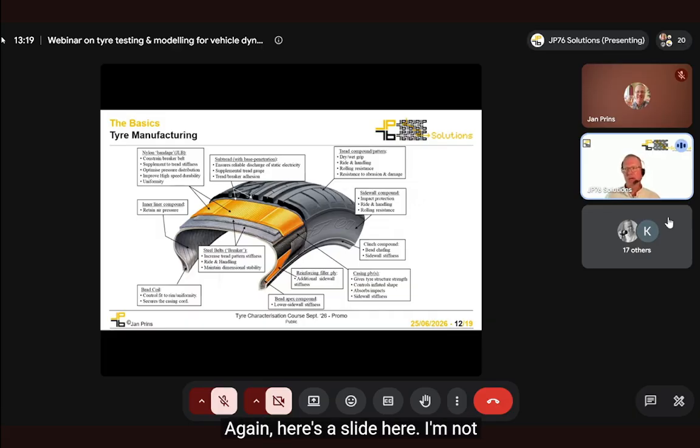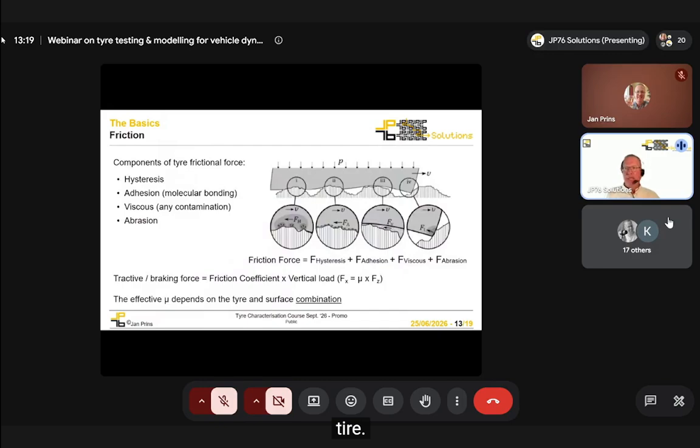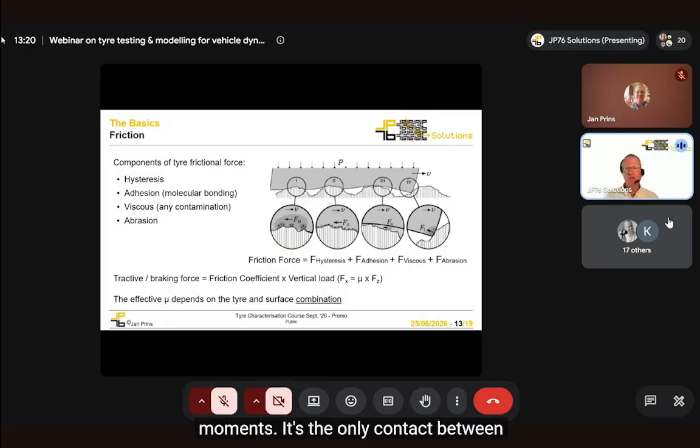Again, here's a slide. I'm not going to dwell on it or go through it, but it lists all the different components and parts of a tire. A tire transmits all the forces and moments. It's the only contact between the vehicle and the road, if everything goes well, if you're just driving around normally. And it transmits those forces and moments by virtue of friction.